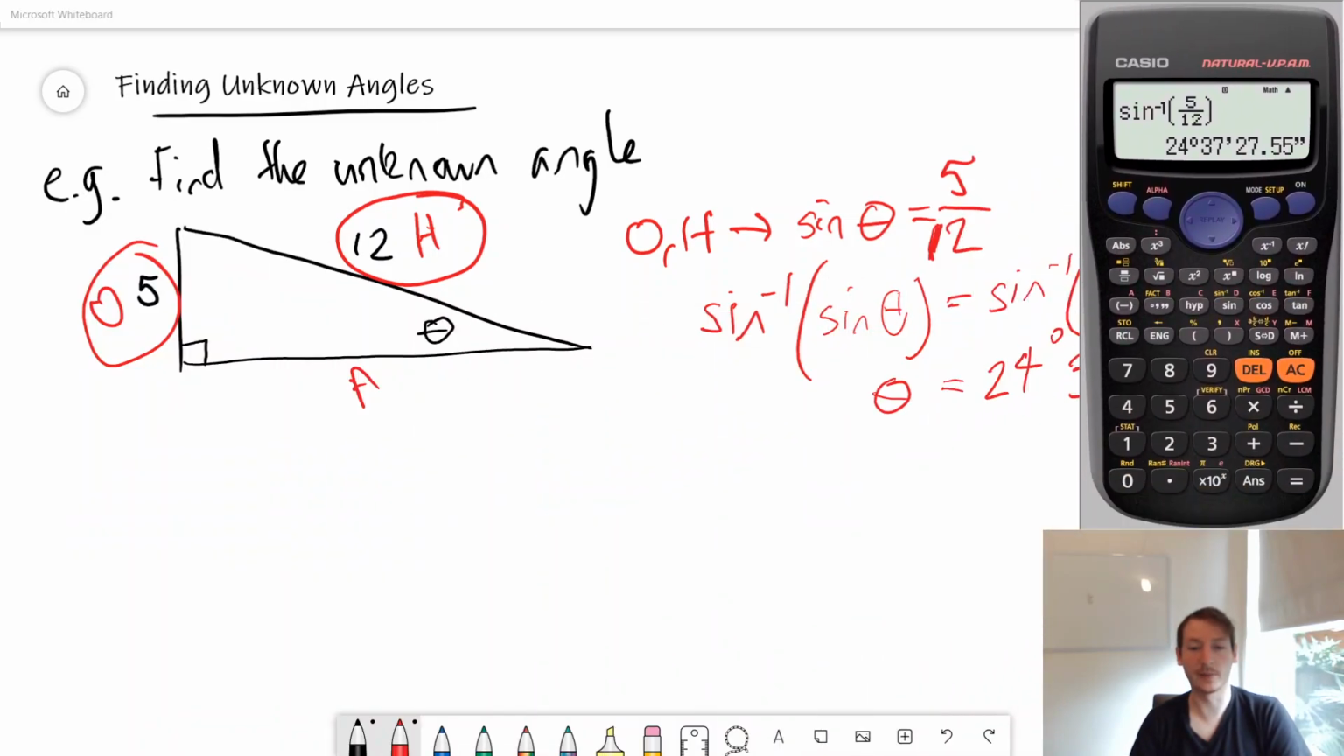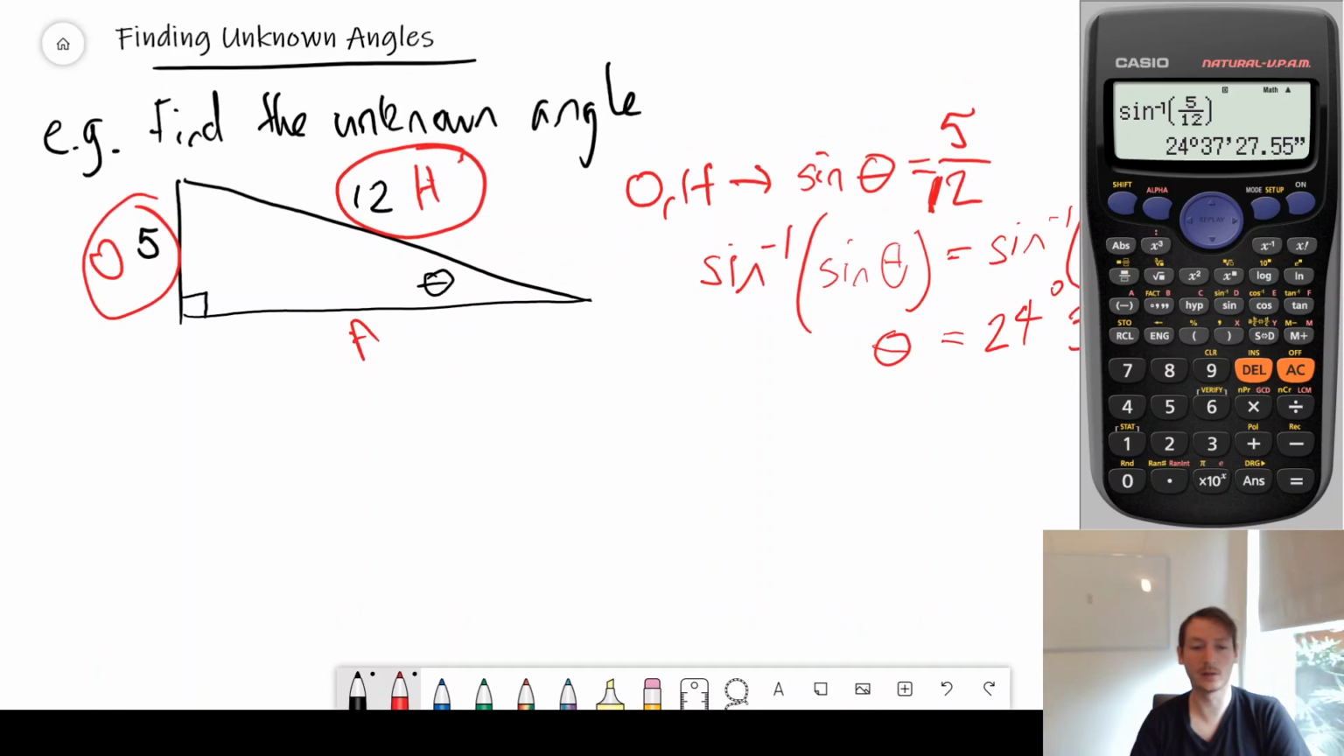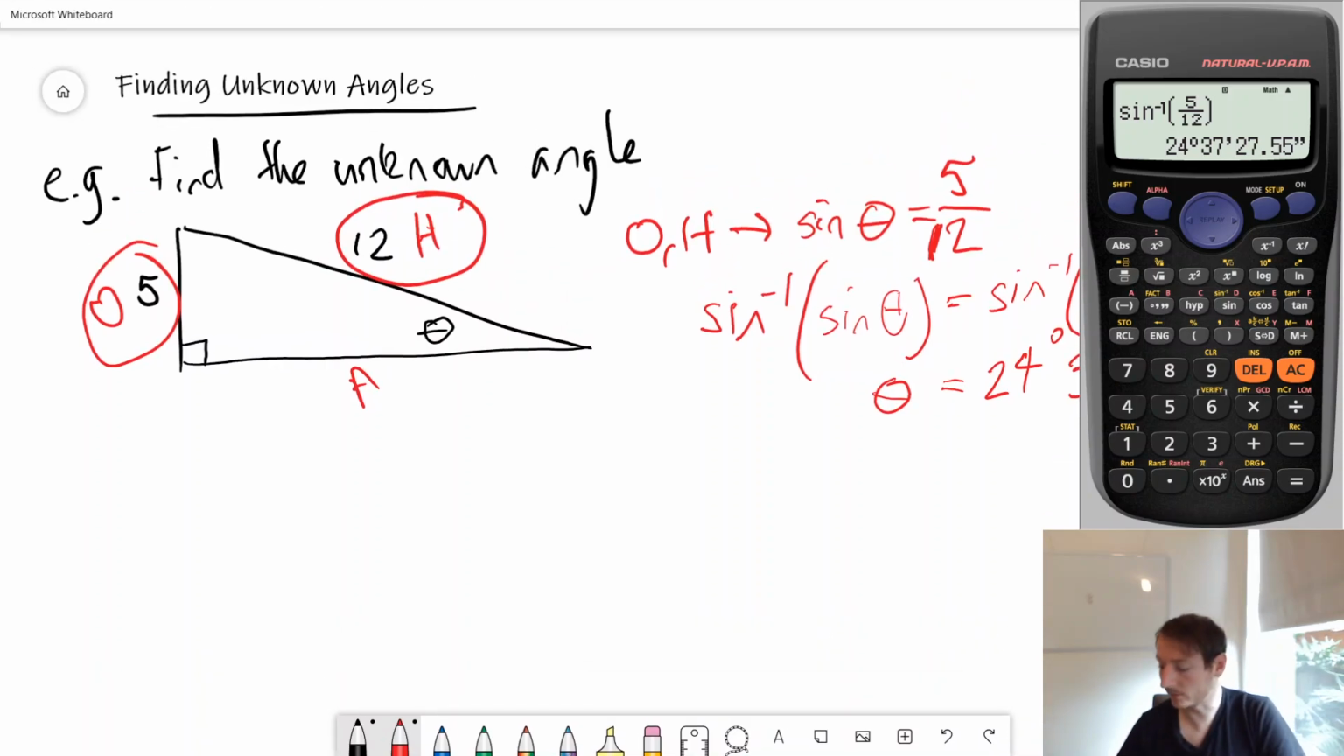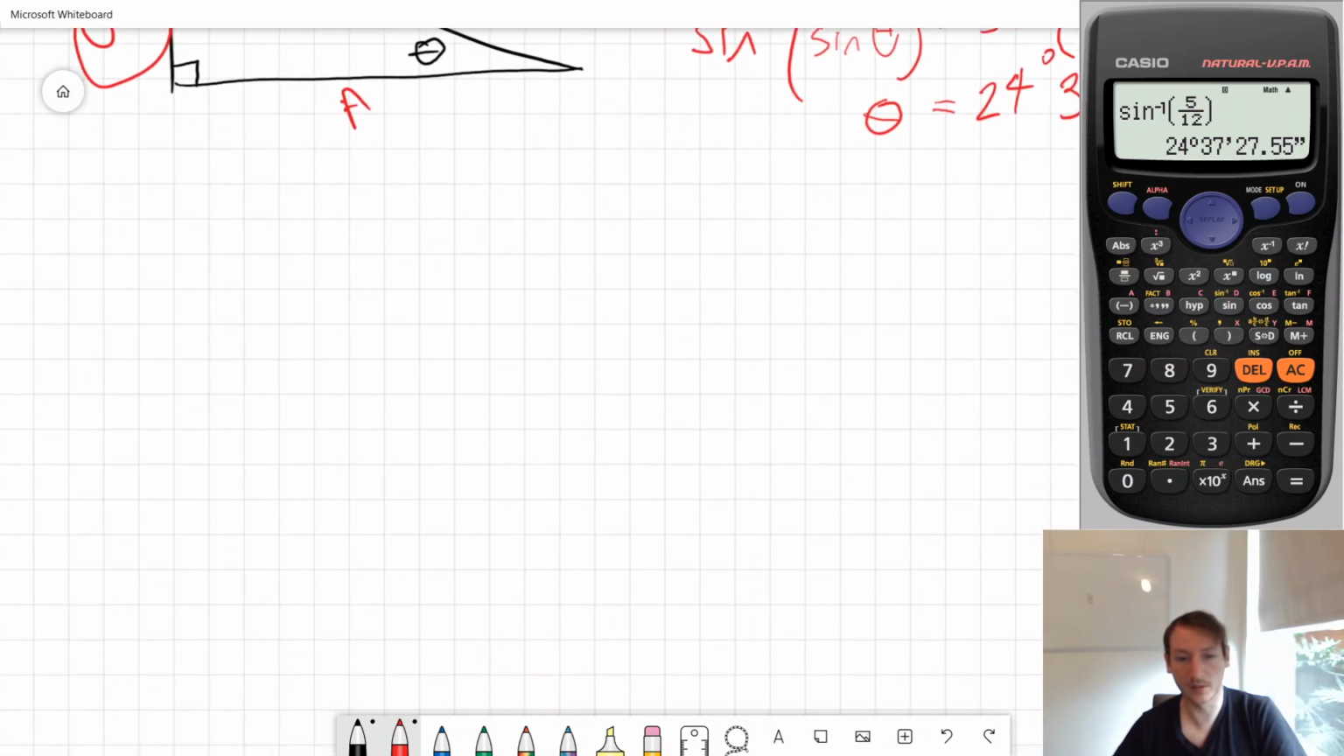Alright, I'm going to move the calculator back here and scroll down, but you can pause it if you need to copy that down.